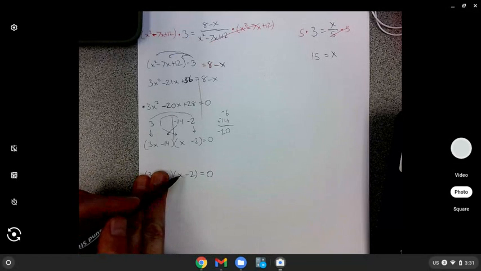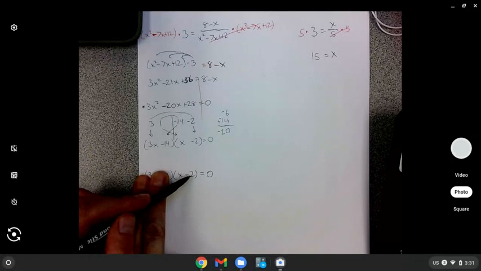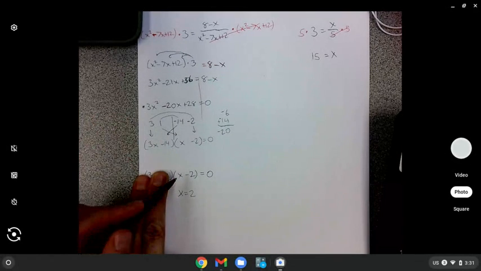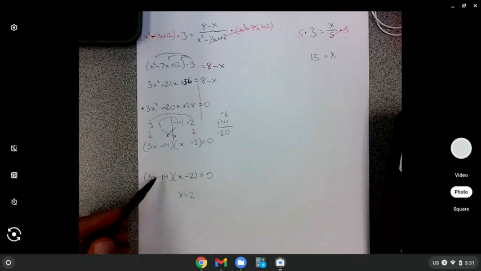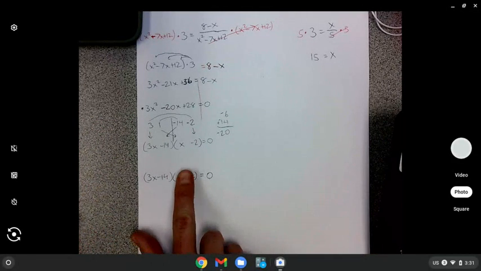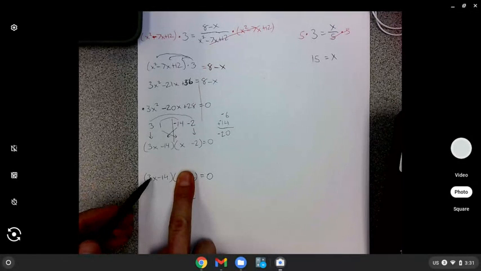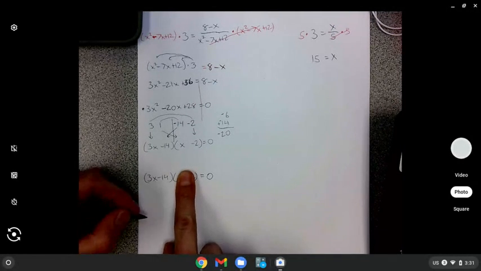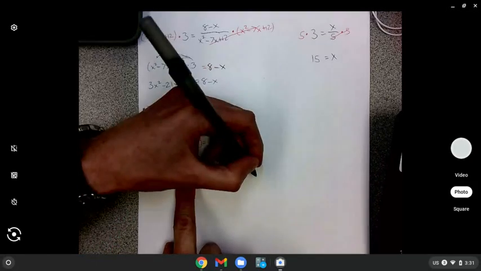To make this 0, 2 minus 2 would be 0. So if x equals 2, 2 minus 2 would be 0. 0 times anything would equal 0. We have a solution. What would make this 0? Well, we could solve it. I guess I can do that. I'll do it. I'm running out of room here. Maybe I'll do it over here.